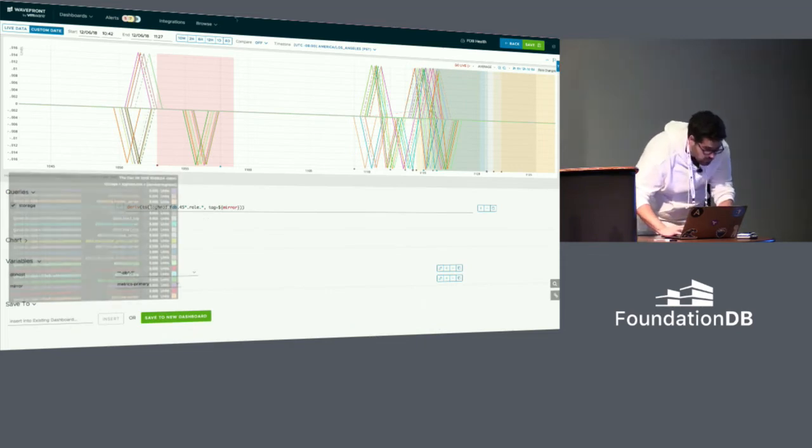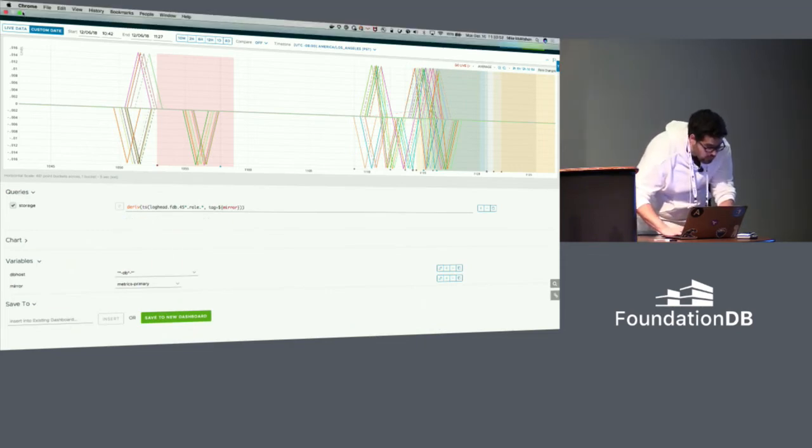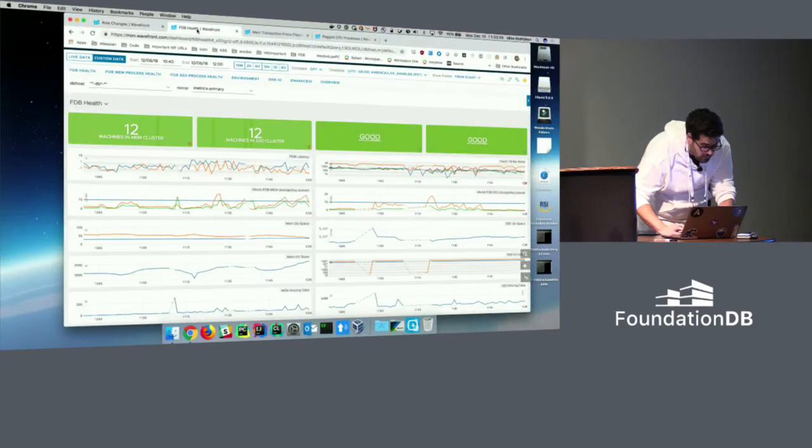Where did it go? There we are. I'll just leave it in this view, apparently, if it's going to find me.